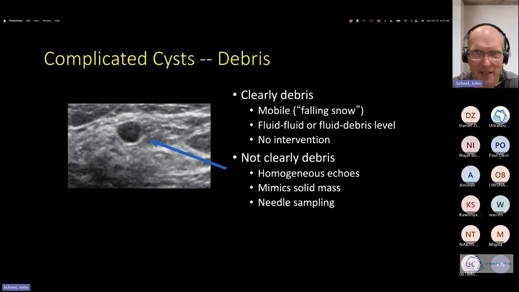Here is a complicated cyst, or a cyst that has debris. So instead of being anechoic, it is actually hypoechoic or isoechoic. But when you actually move it, you can see it form like a snow globe, with the debris inside swirling around. If you can see the debris being mobile, you don't need to do anything about it. It's BI-RADS 2 for a cyst. But if you can't tell, it looks just like a mass, you may need to actually stick a small needle in there and aspirate the fluid out or biopsy it.